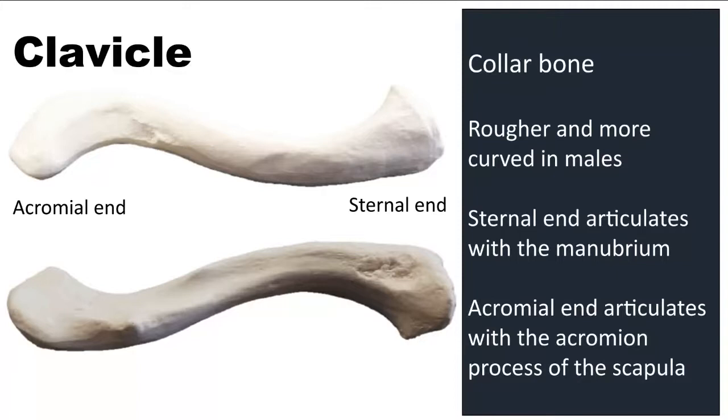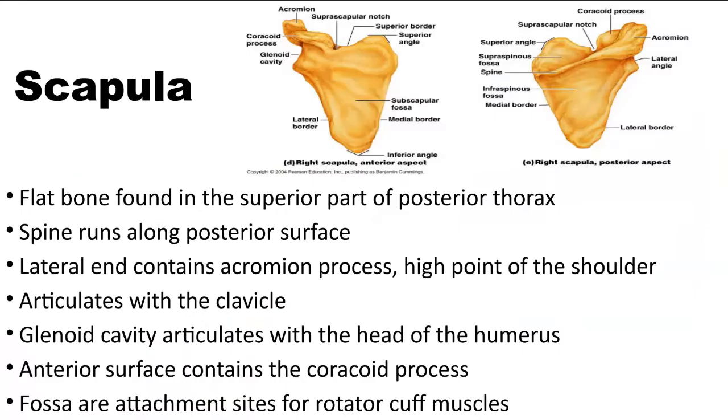The clavicle, also known as the collarbone, has a sternal end which attaches to the sternum and an acromial end which is attached to the acromion process of the scapula. The scapula is a flat bone which articulates with the posterior part of the ribs or posterior thorax.